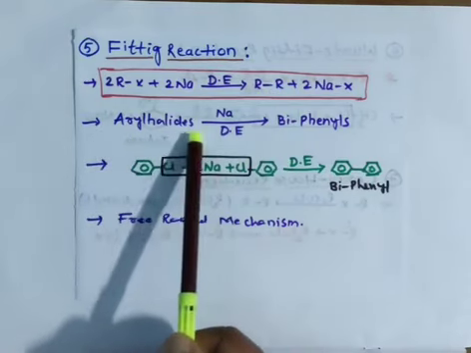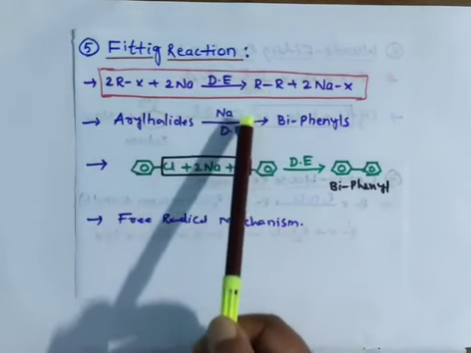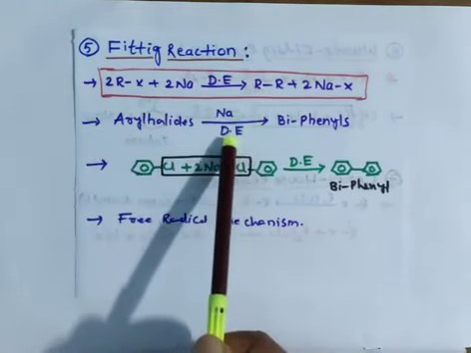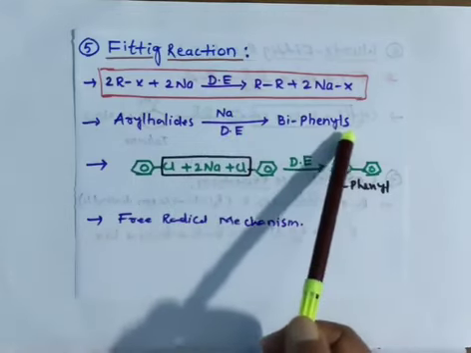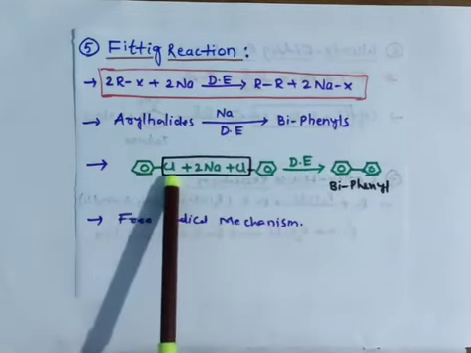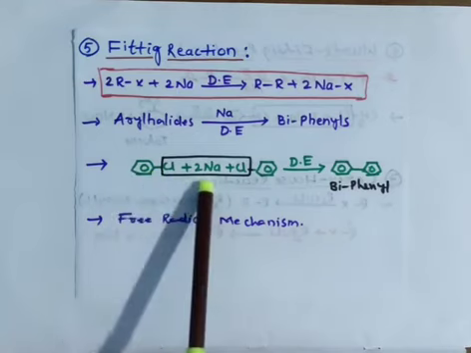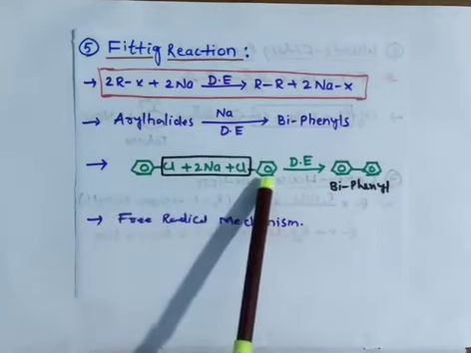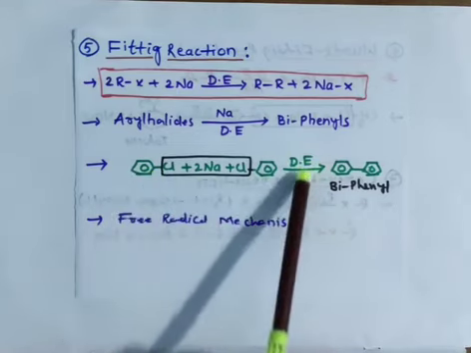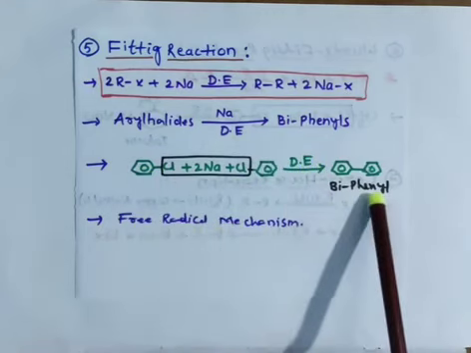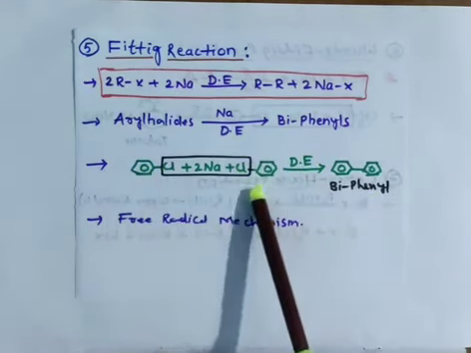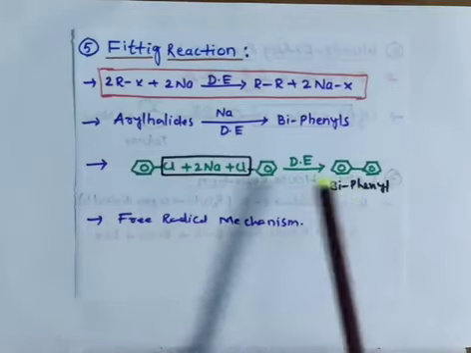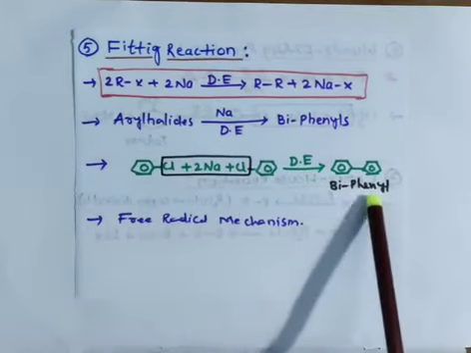So aryl halides in the presence of sodium metal and dry ether give biphenyls. Here you have chlorobenzene with sodium, another chlorobenzene in the presence of dry ether, and you are getting biphenyl. So by Fittig reaction we are preparing biphenyls. By Wurtz reaction we are preparing alkanes.